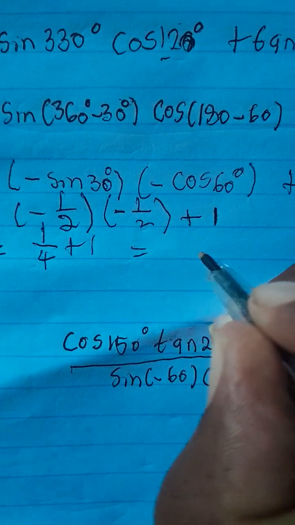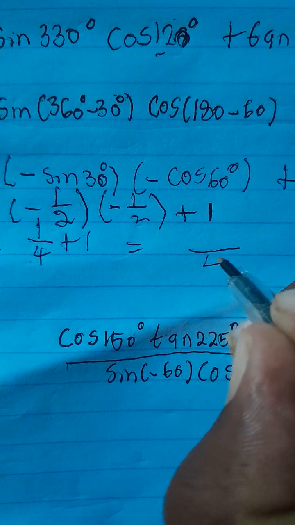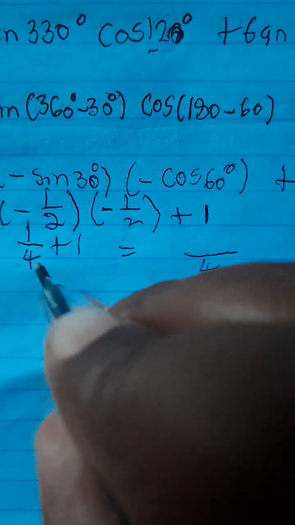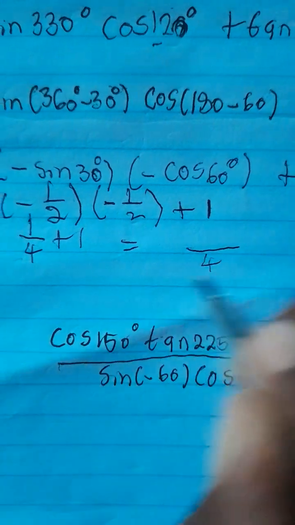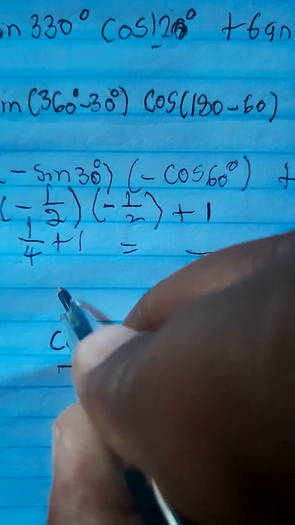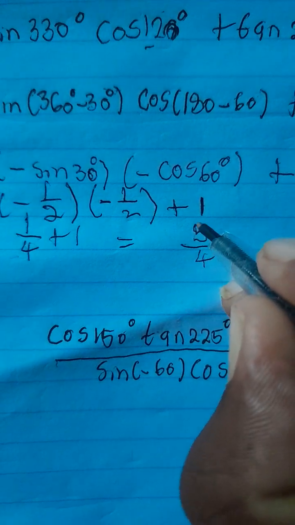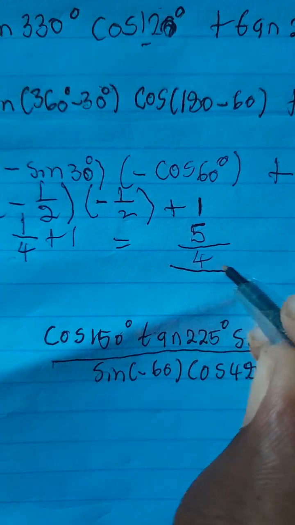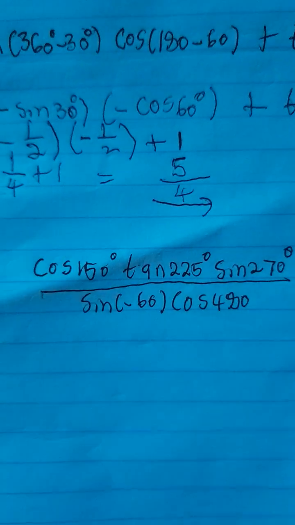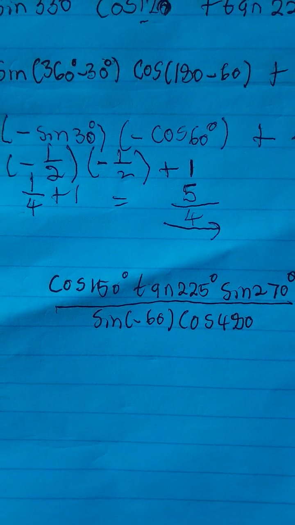If you punch this, you're going to have 4 cross multiply. We get 1 times 4, which is 4. 1 times 1, it's 1. Then 4 times 1, 4. 4 plus 1, that will be 5. So making this 5 all over 4. So the solution here, guys, will be 5 all over 4.